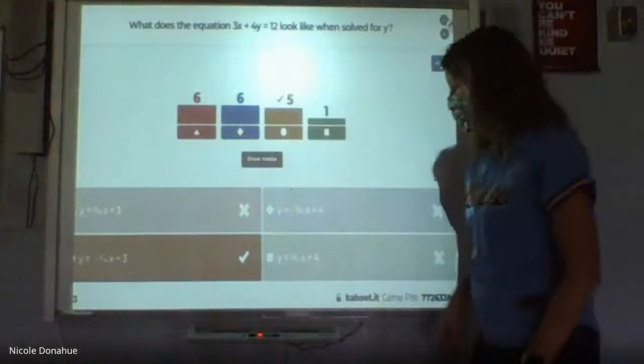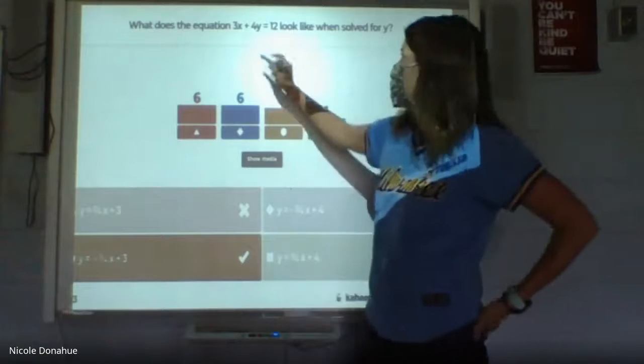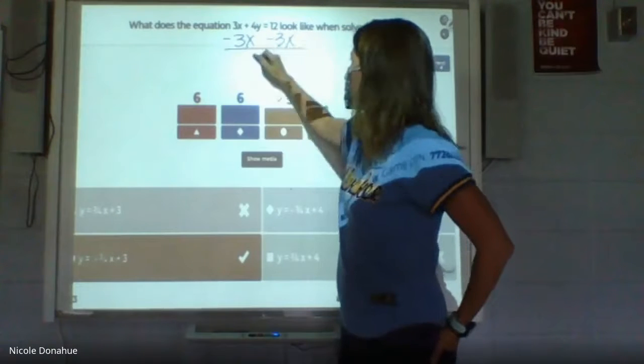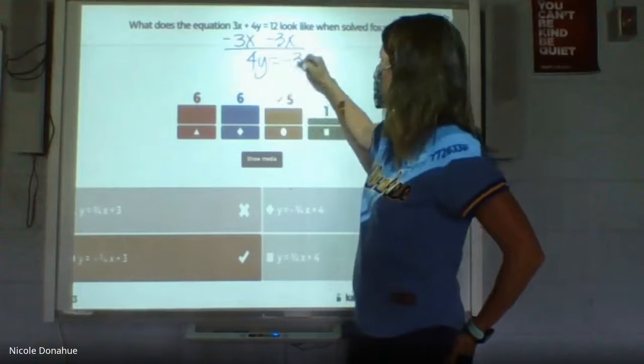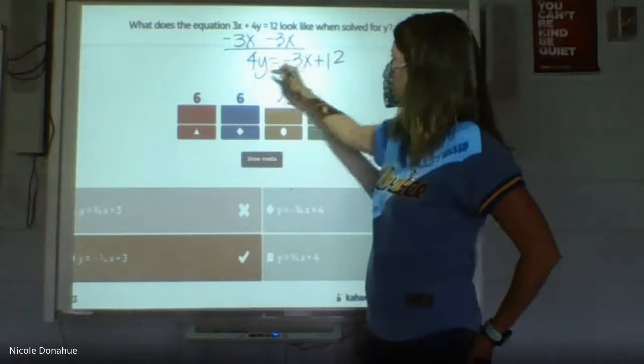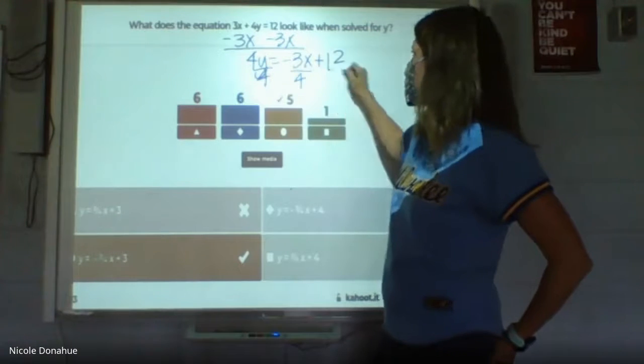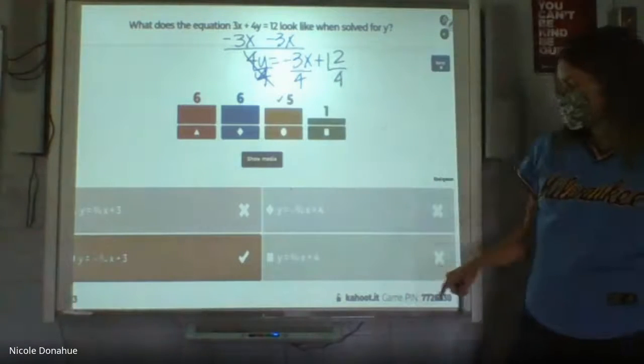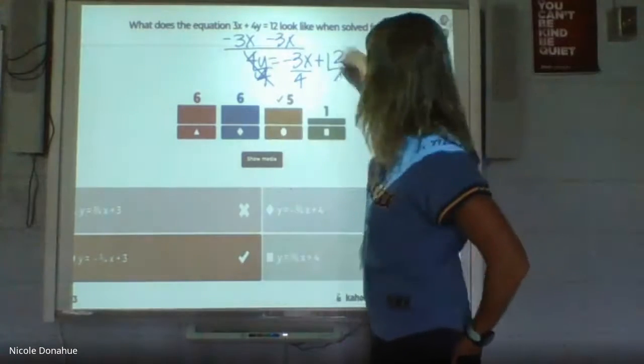All right, so guys, on this one, let's talk about it. You have to move the 3x over. So I get 4y equals the negative 3x plus 12 divided by 4. So that's negative 3 over 4, and then this is 12 over 4, which is 3. That makes more sense.